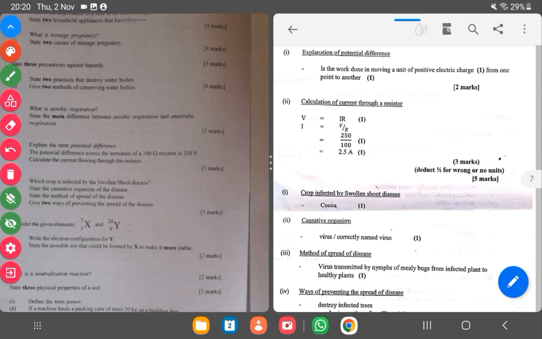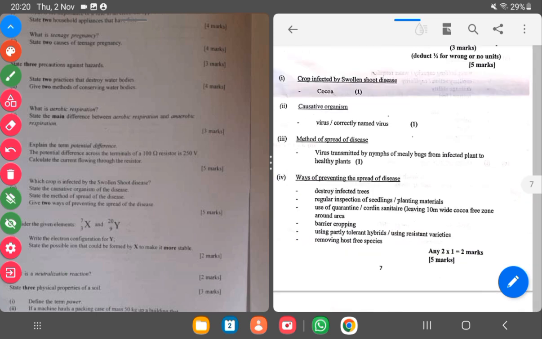Okay, so the next question has to do with swollen shoot, and we're asked which crop is affected by swollen shoot, and it's cocoa. The next question asks for the causative organism, which is a virus, and the mode of spread is by the mealybug. The next has to do with ways of preventing the spread. These are the ways the spread is prevented.